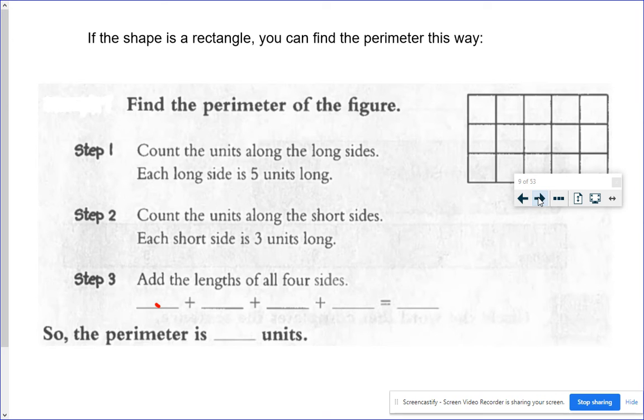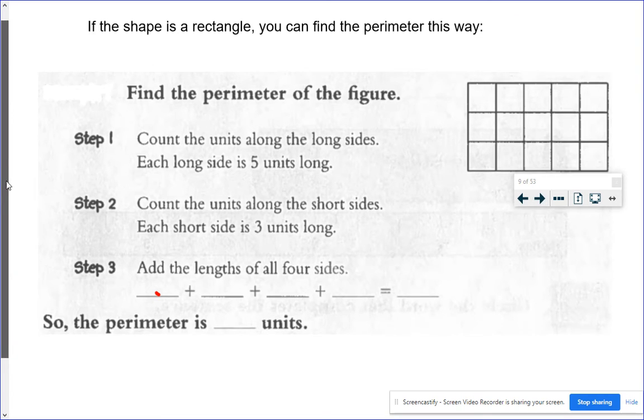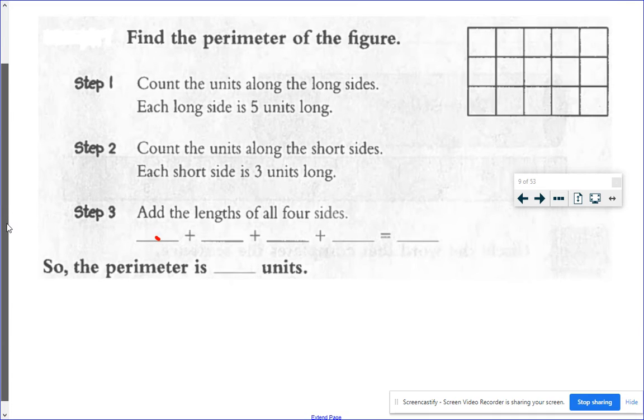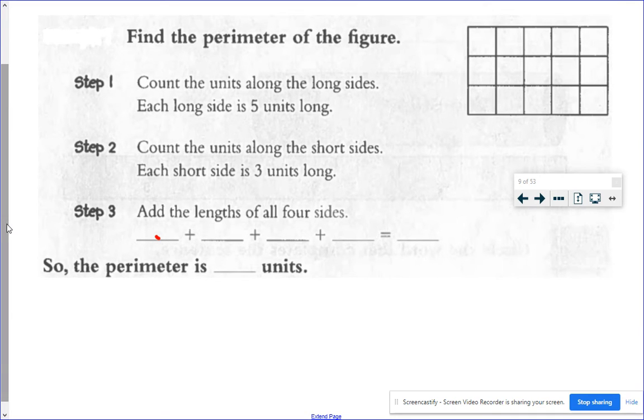So here's another way you can find perimeter. If the shape is a rectangle, you can find the perimeter this way by using these steps. You can count the units along the long sides, and each of these long sides of this shape is 5 units. 1, 2, 3, 4, 5. You don't even have to count this side. You know it. If the top's 5, the bottom's 5. And then you're going to count the short sides. 1, 2, 3. If this is 3, then this side is 3.